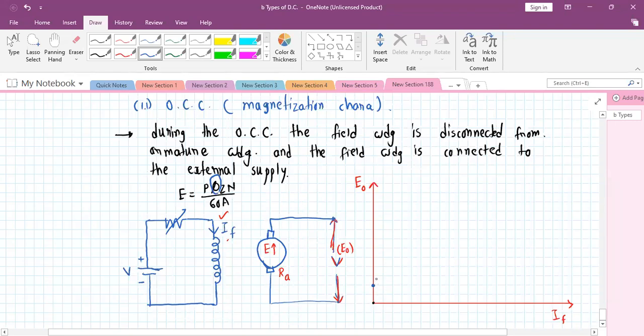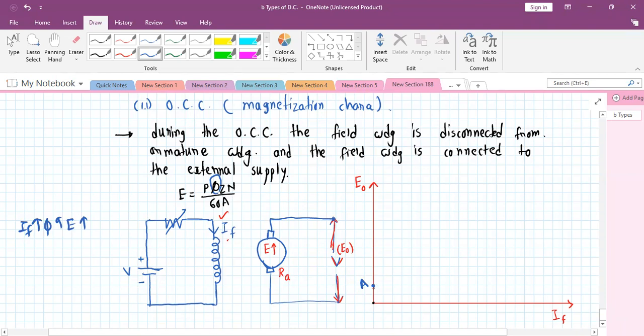Are you getting it? So what is this point A representing? Point A represents that your field current is zero, but still you are getting some EMF. Why? Due to the residual magnetism. Is it clear? Now you give the external supply and reduce the resistance, so your field current is going to increase. And as the field current increases, your flux increases.